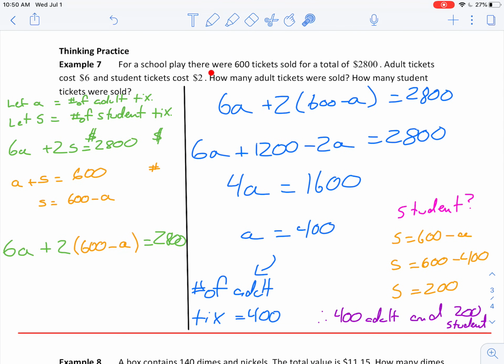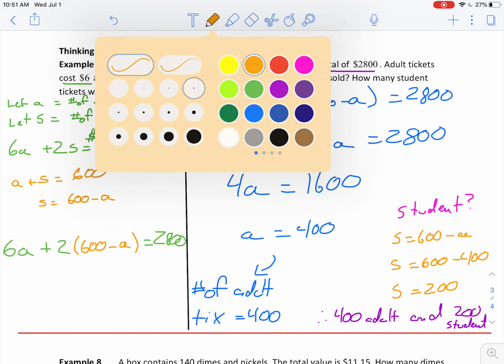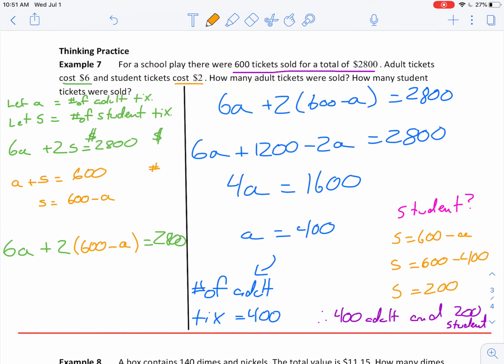For a school play, there were 600 tickets sold for a total of $2,800. Adult tickets cost $6 and student tickets cost $2. How many adult tickets were sold? How many student tickets were sold? So let's pick out key pieces of information. 600 tickets were sold for $2,800. Adult tickets cost $6 and student tickets cost $2. How many of each were sold?